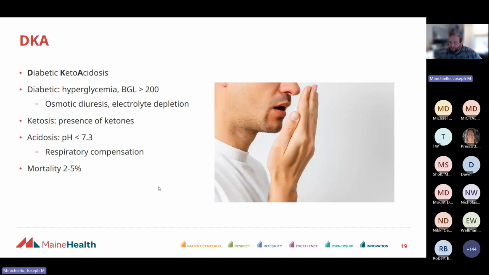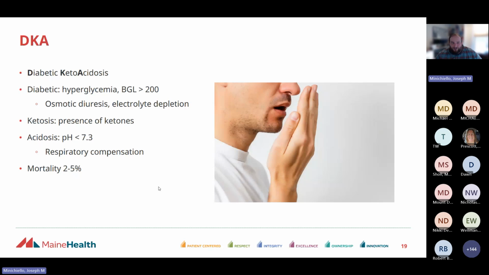And really the sign that you're going to see, because again, we don't necessarily have an i-STAT to run a quick ABG, but if you're looking for a respiratory compensation, and really this is the Kussmaul respirations that you hear about in the textbook, the rapid, deep breathing, because your body is trying as hard as it can to blow off as much carbon dioxide, to blow off as much of that acid as possible.